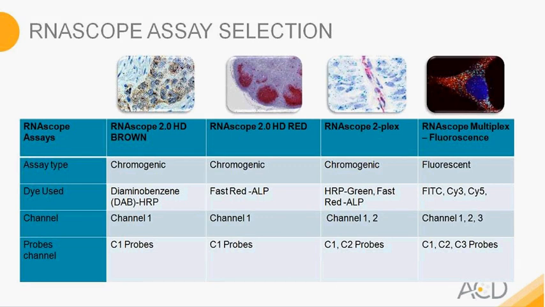The final assay that we have available to you is the RNAscope multiplex fluorescent assay. This assay utilizes fluorophores in the wavelength similar to Cy3 and Cy5. This is typically an up to 3-plex assay, and the channels available are 1, 2, and 3, annotated as C1, C2, and C3 probes.